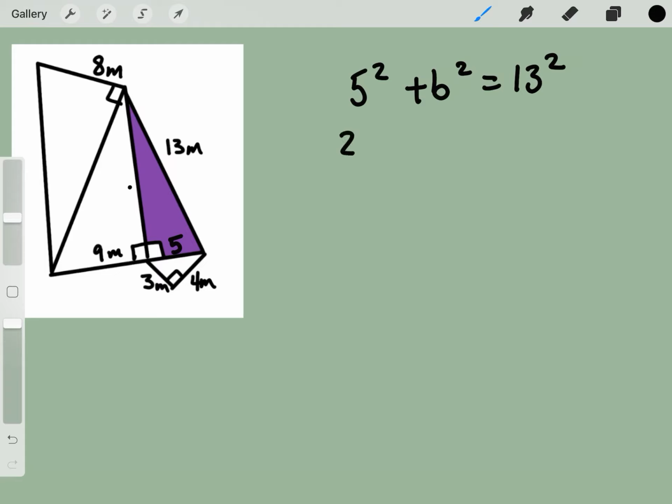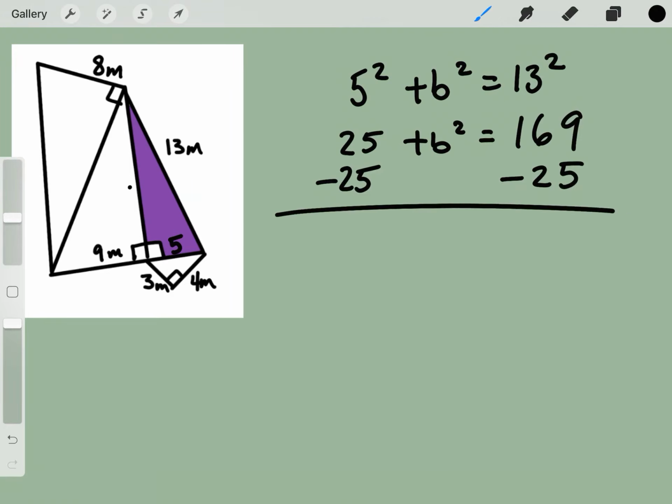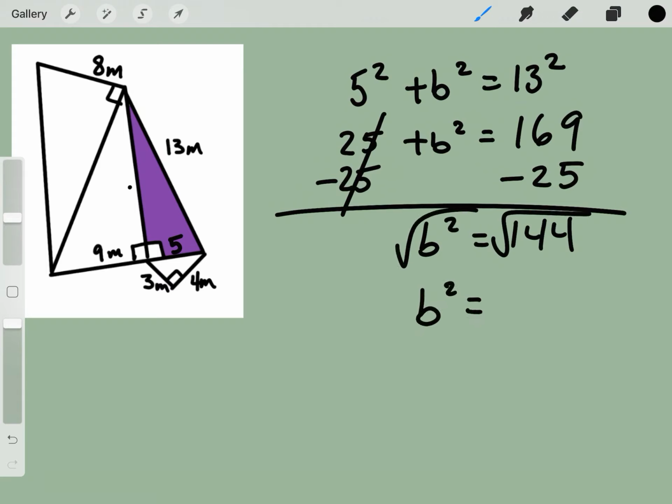When you do this, you get 25 plus b squared equals 169. Then we subtract 25 from both sides. We get b squared equals 144. Take the square root of both sides. Get b equals 12. And now we have a base and a height of the figure, 5 and 12.